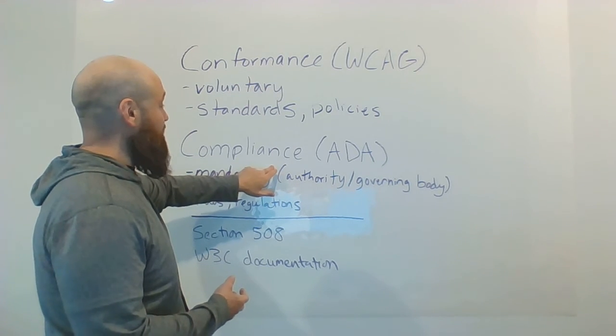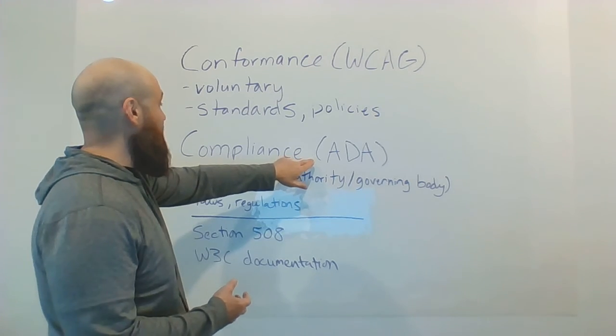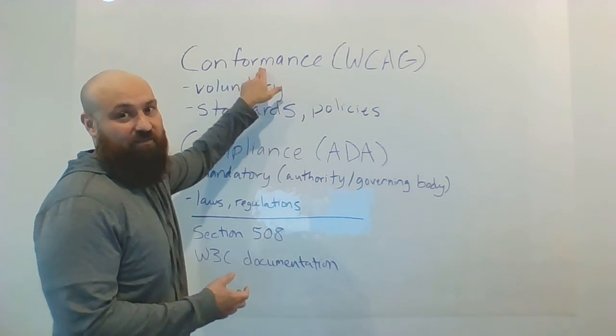Compliance refers to the law, and in this case, usually the Americans with Disabilities Act. Conformance is going to refer to the Web Content Accessibility Guidelines.